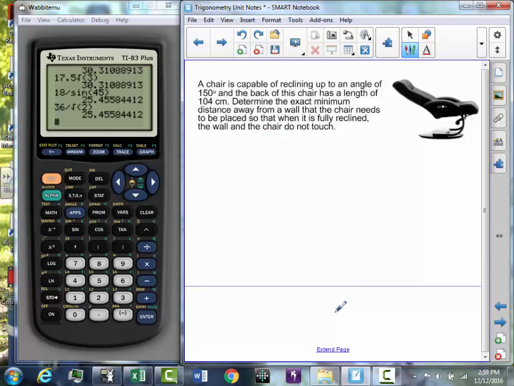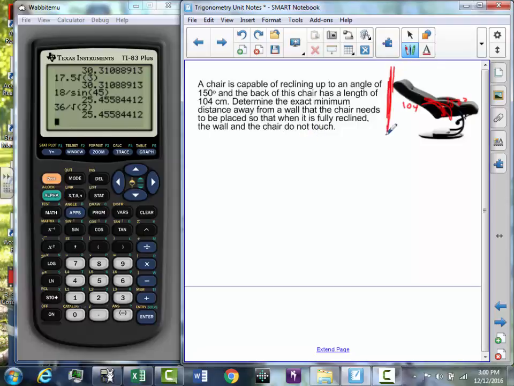Here is your recliner. The chair is capable of reclining up to an angle of 150. The back of the chair has a length of 104 centimeters. So let's just put some stuff in here. This angle in here is 150 degrees. The back of the chair is 104. It wants to know the exact minimum distance away from the wall the chair needs to be placed so that it's fully reclined and the chair doesn't touch the wall. You know what I'm saying here?